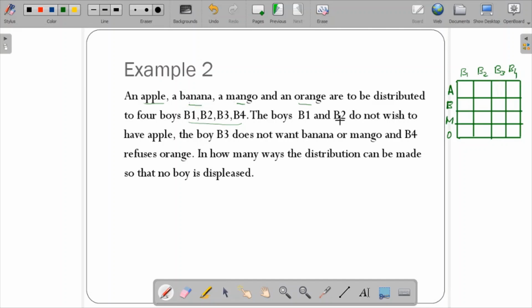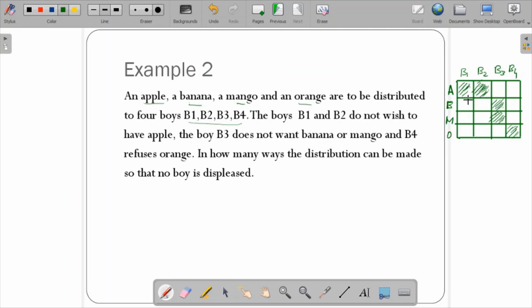The boys B1 and B2 do not wish to have apple. That means both of them do not wish to have apple, so this is a forbidden position. The boy B3 does not want banana or mango. B4 refuses orange, that means he doesn't want it. In how many ways can the distribution be made so that no boy is displeased? For this shaded part we are going to find the rook polynomial. Remember, we are finding it for the forbidden positions.